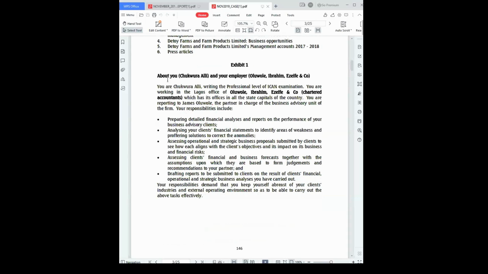All right, so you will see that this exhibit is about you in the exam, you as a person in the exam. And who is your employer? Your employer is a firm of chartered accountants. If you can relate this to some discussions we have had, I told you that there are two types of reports. We have the internal and the external report, and for the internal report, it will mean that you are working for a company, you are the accountant, maybe a junior accountant in a company.